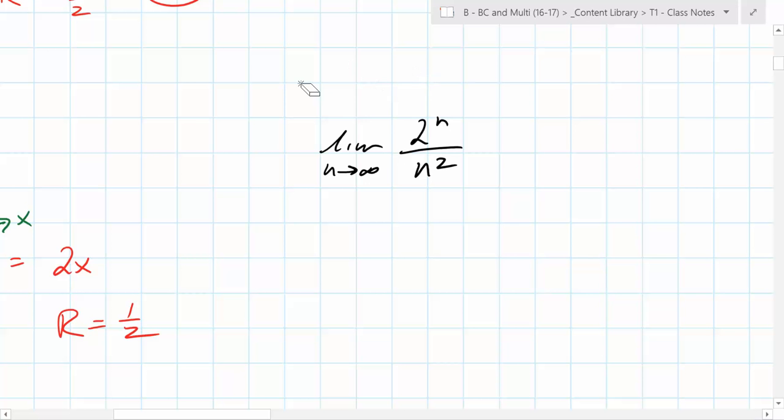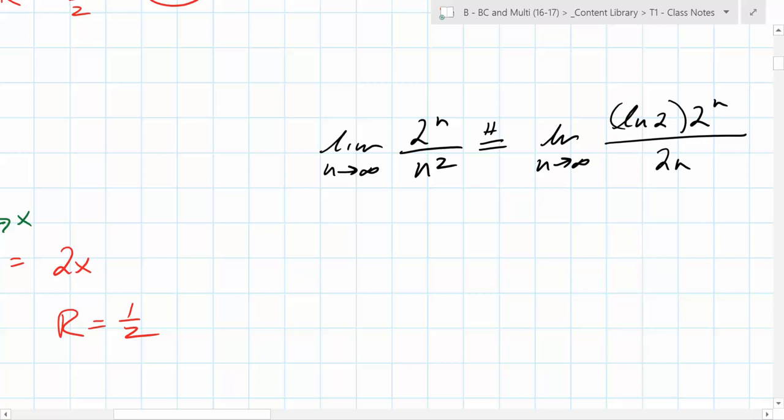L'Hopital's rule. Is that an indeterminate form? Why is that an indeterminate form? It's infinity over infinity. What happens as n goes to infinity? 2 to the n goes to infinity, and so does n squared. So what do you do to both the top and the bottom? You take the derivative. What's the derivative of 2 to the n? Someone raise their hand. No one say it. Someone. What is it, Jerry? 2n. Close. The derivative of 2 to the n is ln 2 times 2 to the n. And what's the derivative of n squared? What is it? 2n.